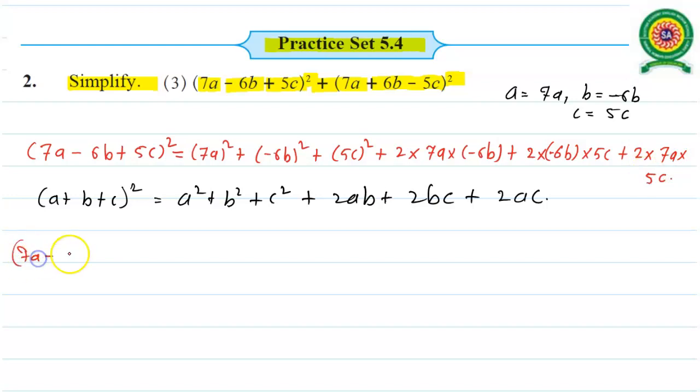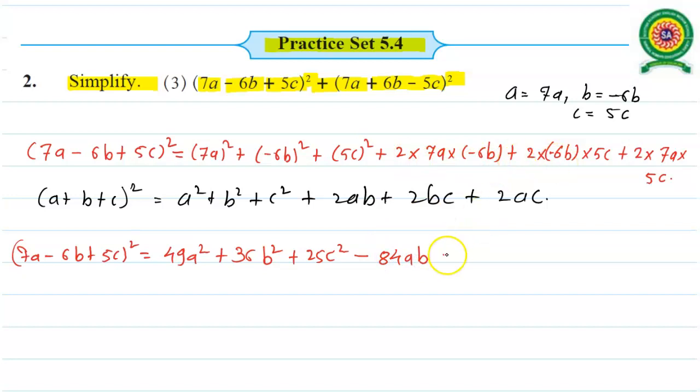So the expansion of (7a - 6b + 5c)² is of the form: now 7 square is 49a² as it is, minus 6 the whole square means -6 into -6, we are getting positive 36b², plus 5 square is 25c² as it is. Now plus-minus we have a minus: 7 2s are 14, 14 into 6 we have 84, so we have 84 times a into b.